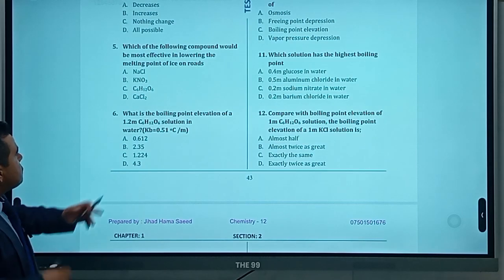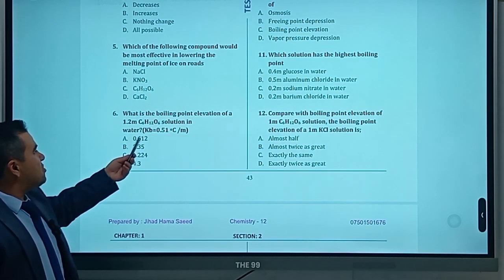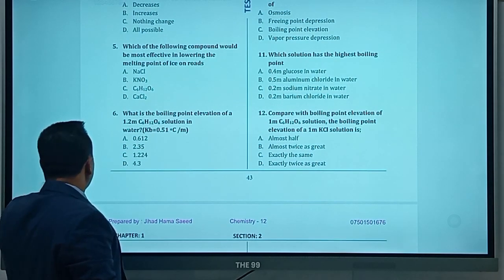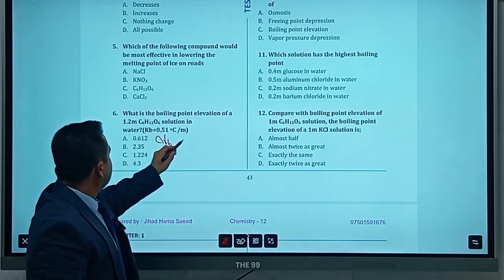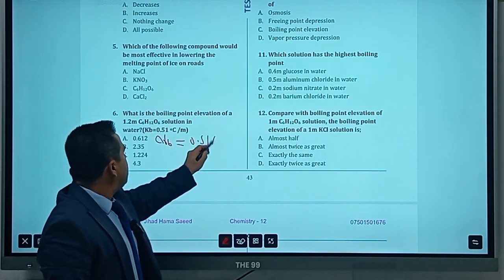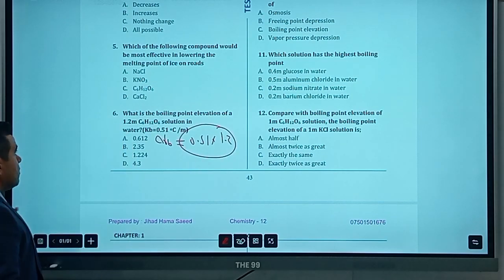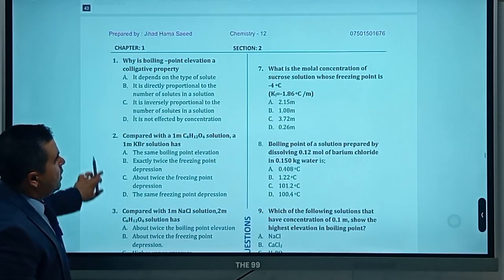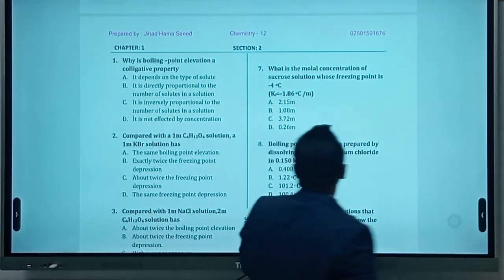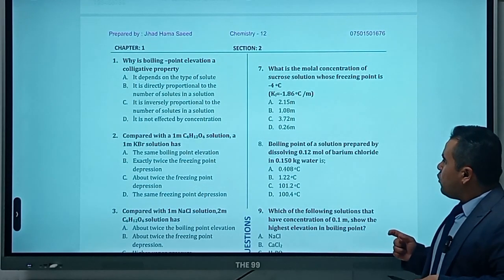The calculations, guys. What's the boiling point elevation of a 1.2 molar sugar solution? So the boiling point elevation, delta TB, for sugar, is KB, which is 0.51, multiplied by 1.2. So you'll get the value of these options. What's the molar freezing point of a sucrose solution whose freezing point is -4? It's the same as the other questions, guys.